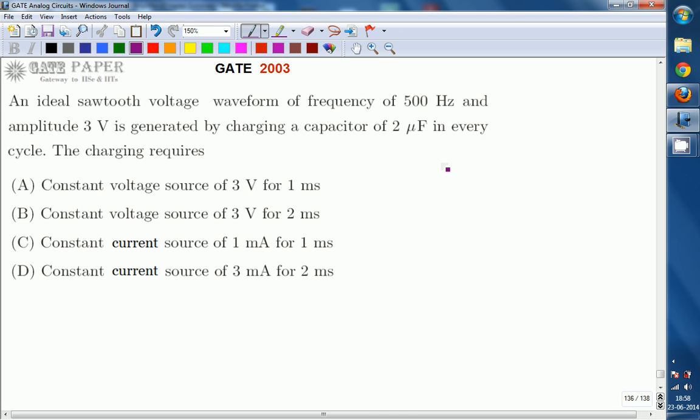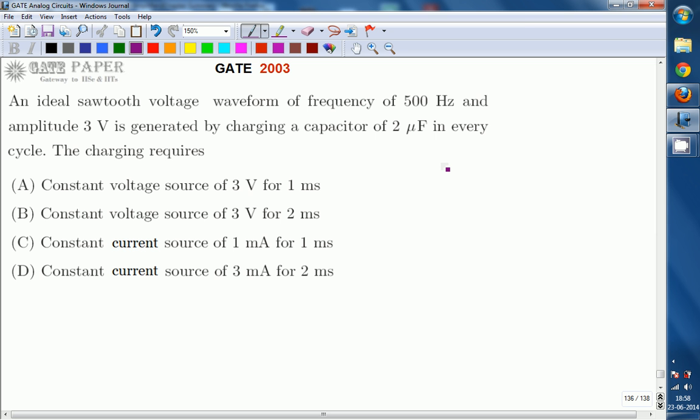Hello, we are discussing the GATE 2003 ECE paper, and this question is related to analog circuits. An ideal sawtooth voltage waveform of frequency 500 Hz and amplitude 3 volts is generated by charging a capacitor of 2 microfarad in every cycle.